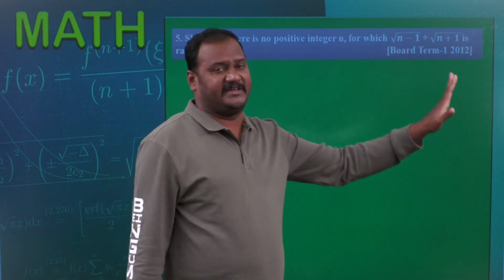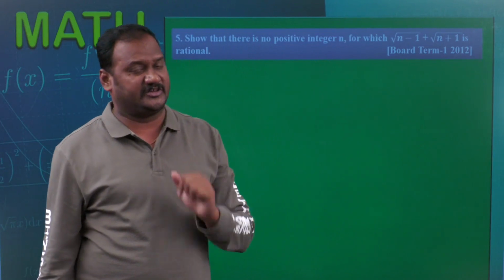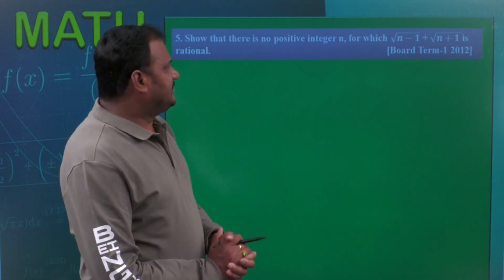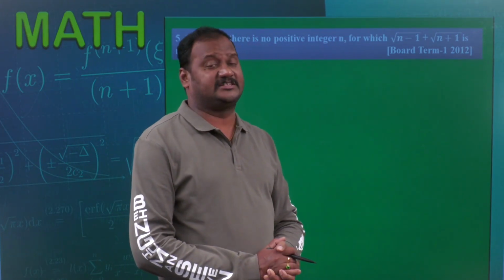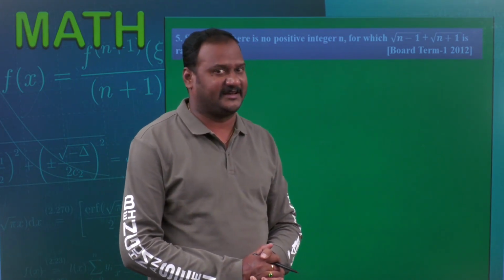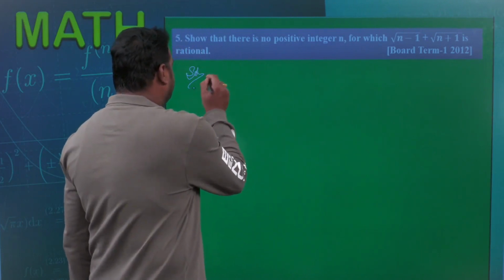Means it will never be a rational number for the value of n is a positive integer. That is what we are going to prove. See, this is also just similar to the previous problem. We can answer this problem by indirect method of proof. Okay, I am going to choose indirect method of proof.